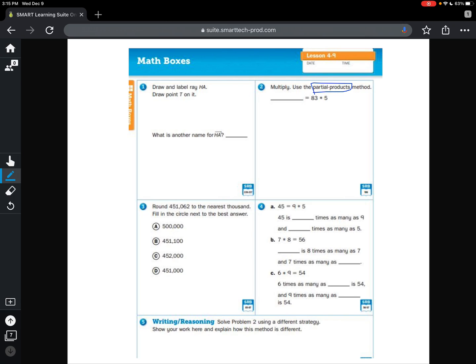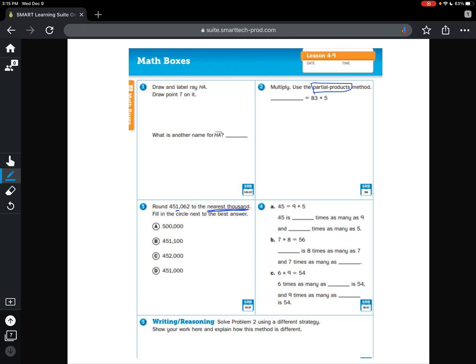In box 3, you need to round to the nearest 1,000. Round to the nearest 1,000, so underline your digit in the thousands place and look to the digit to the right and see what it tells you to do. Be very careful on problems in box 4.